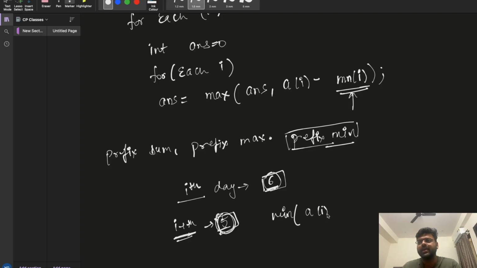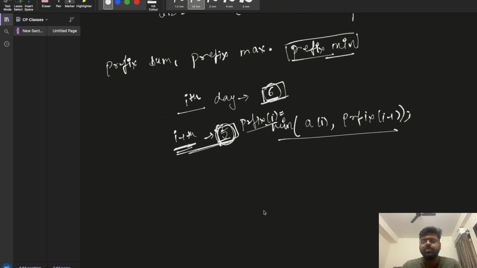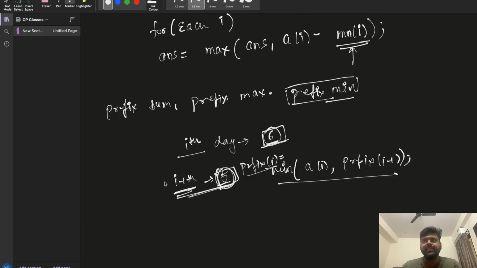It would simply be a of i comma previous prefix of i minus 1. Yes or no? This is what my prefix of i would look like. Prefix of i, either it could be this or the minimum coming from here. The minimum of both would give me the prefix of i. Yes or no?